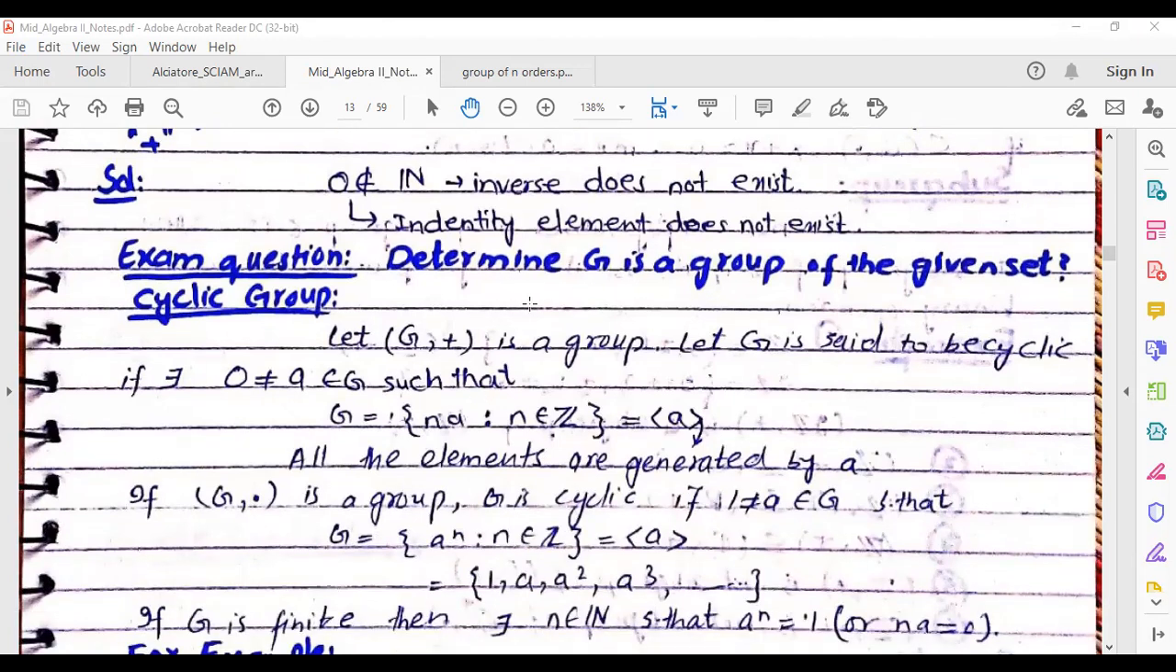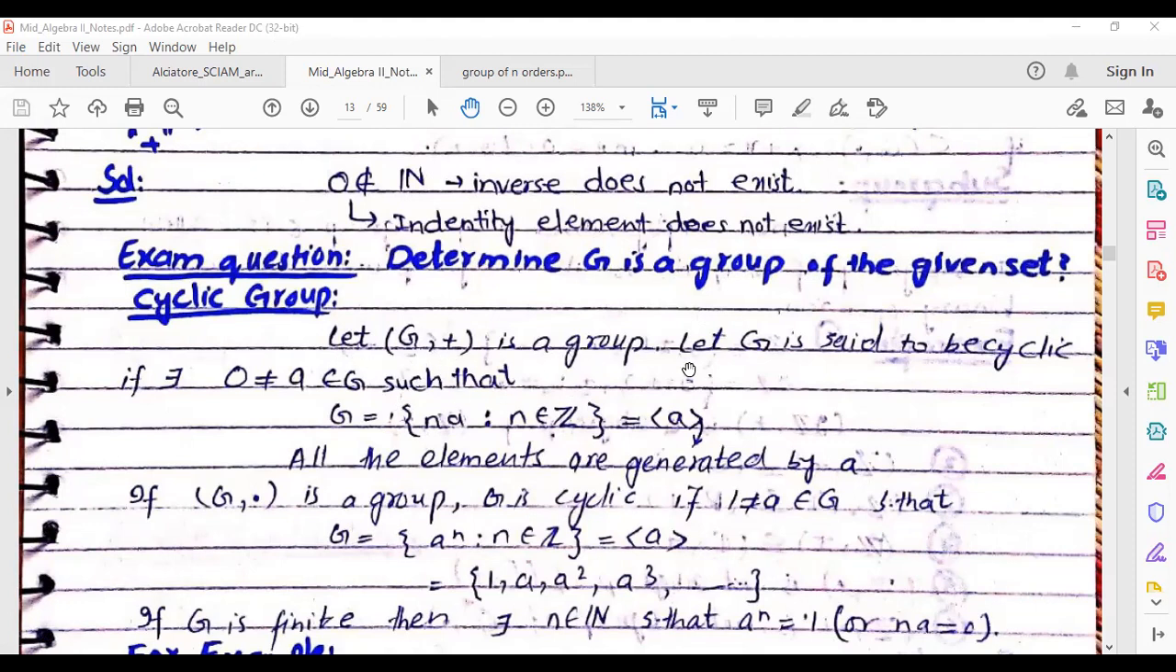Determine whether G is a group for the given set. Cyclic group. First of all, determine whether G is a group for the given set. This is the most frequently asked exam question. So try to answer this question by yourself and then tell me. What is a cyclic group?